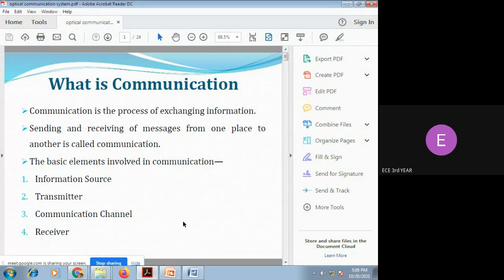First, what is communication? All of you know that communication is the process of exchanging information, that is, sending one information from one place to another place. It is called communication. Another way of defining it: sending and receiving a message from one place to another place is called communication. The communication involves four basic parts. First one, information source. Second one, transmitter. Third one, communication channel. Fourth one, receiver operation.